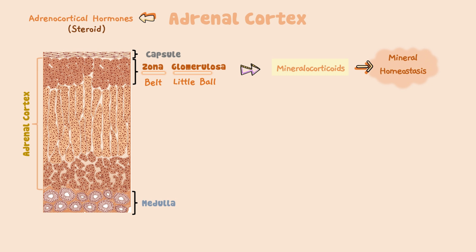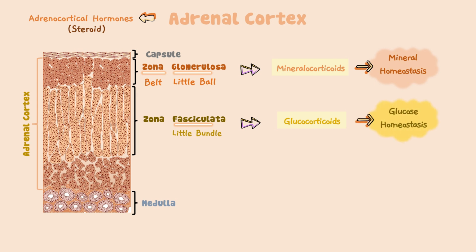Now, the middle zone is known as the zona fasciculata, where the word fascicle means little bundle. It is the widest of all the 3 zones and consists of cells arranged in long, straight columns. Cells of this zone secrete the hormones glucocorticoids. Here again, the name is suggesting that they affect glucose homeostasis.